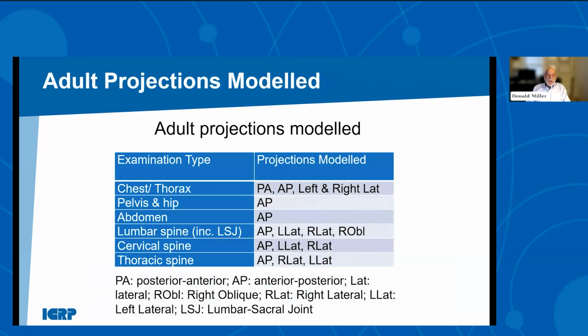And for each one, we modeled specific projections. That is the way that the X-ray traverses the patient to impact the image receptor. And if you're not familiar with this, PA is posterior-anterior, which means that the X-ray beam goes from the posterior aspect of the patient to the anterior aspect of the patient. Antero-posterior, AP, is the opposite, and so on. So we specified specific projections for each of these examinations.